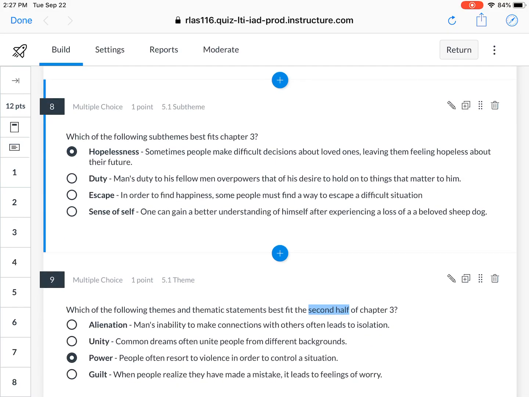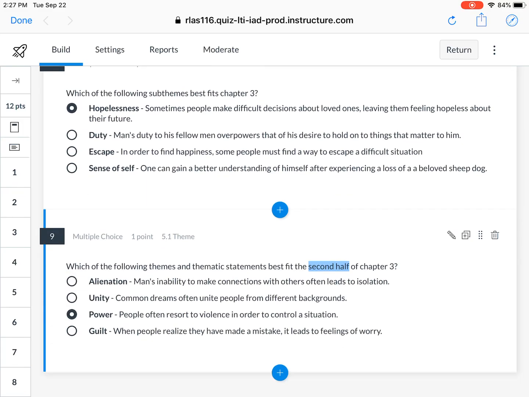One theme that would work for this chapter is hopelessness, because sometimes people make difficult decisions about loved ones, leaving them feeling hopeless about their future. All right, this makes sense because Candy made a difficult decision to let his dog go, and that made him feel pretty hopeless.